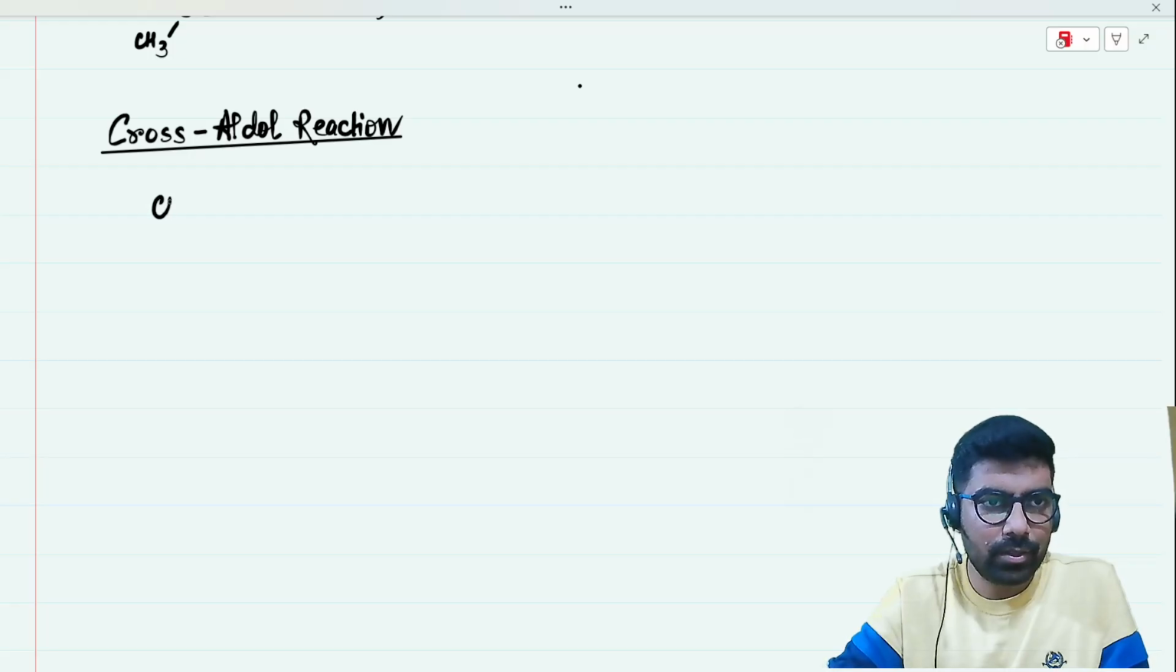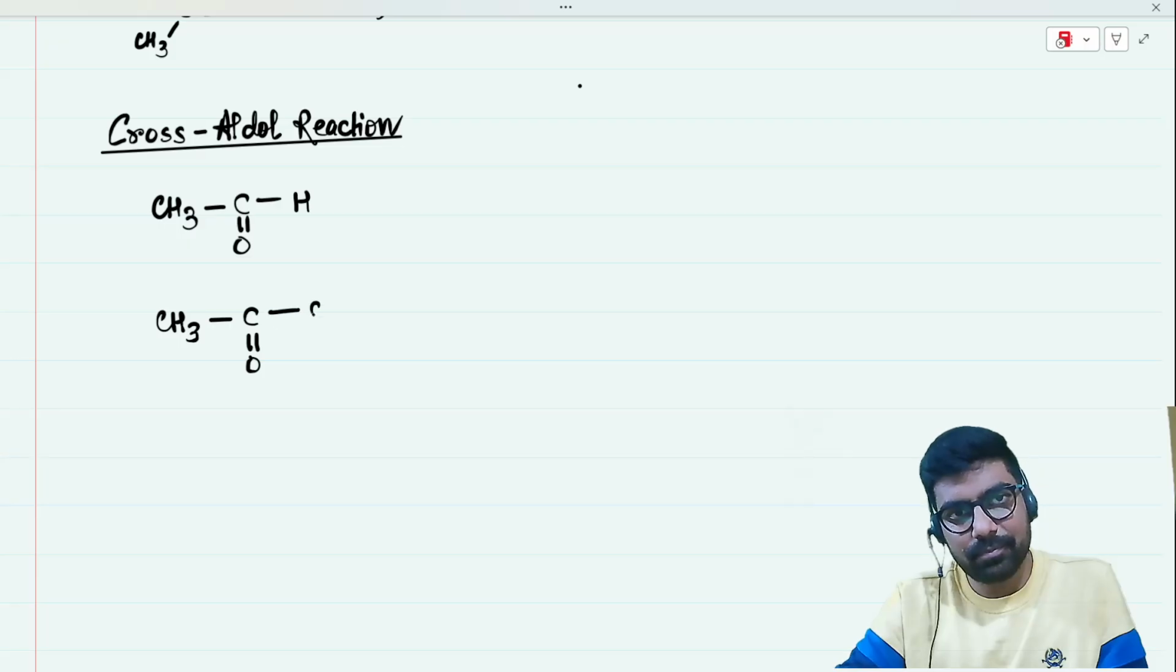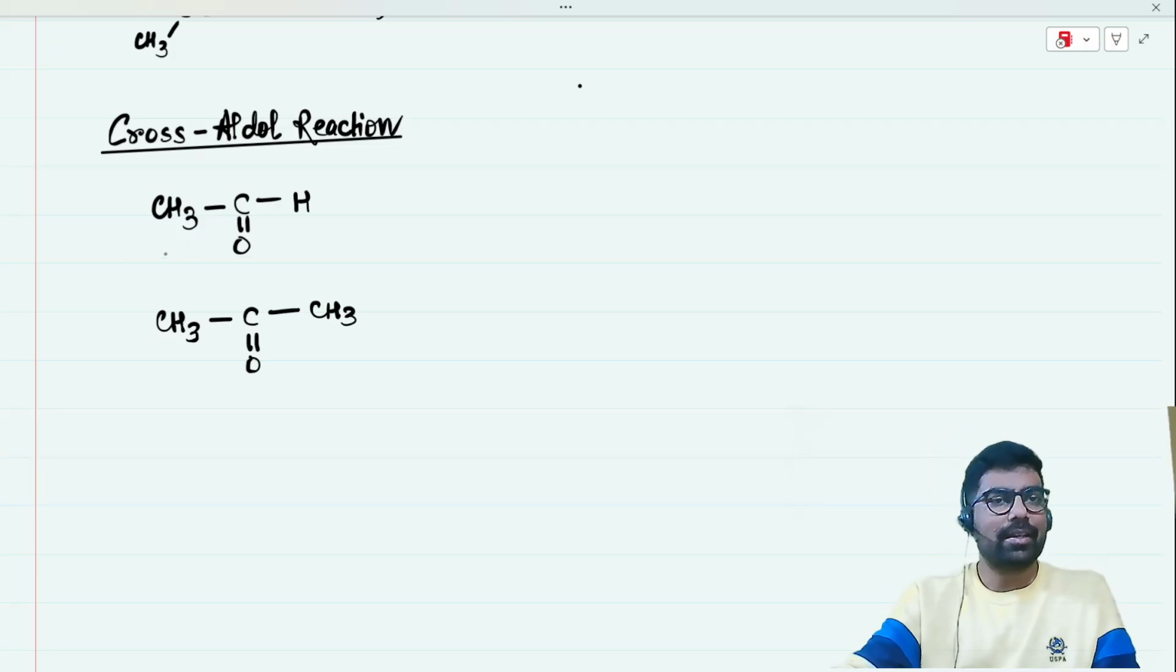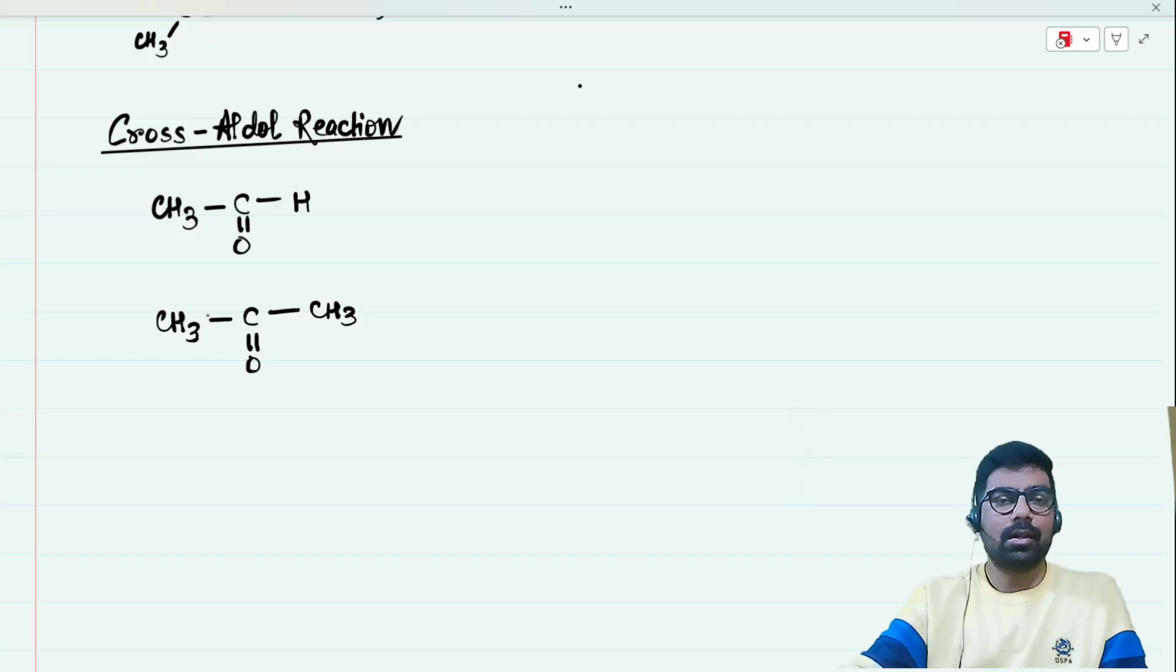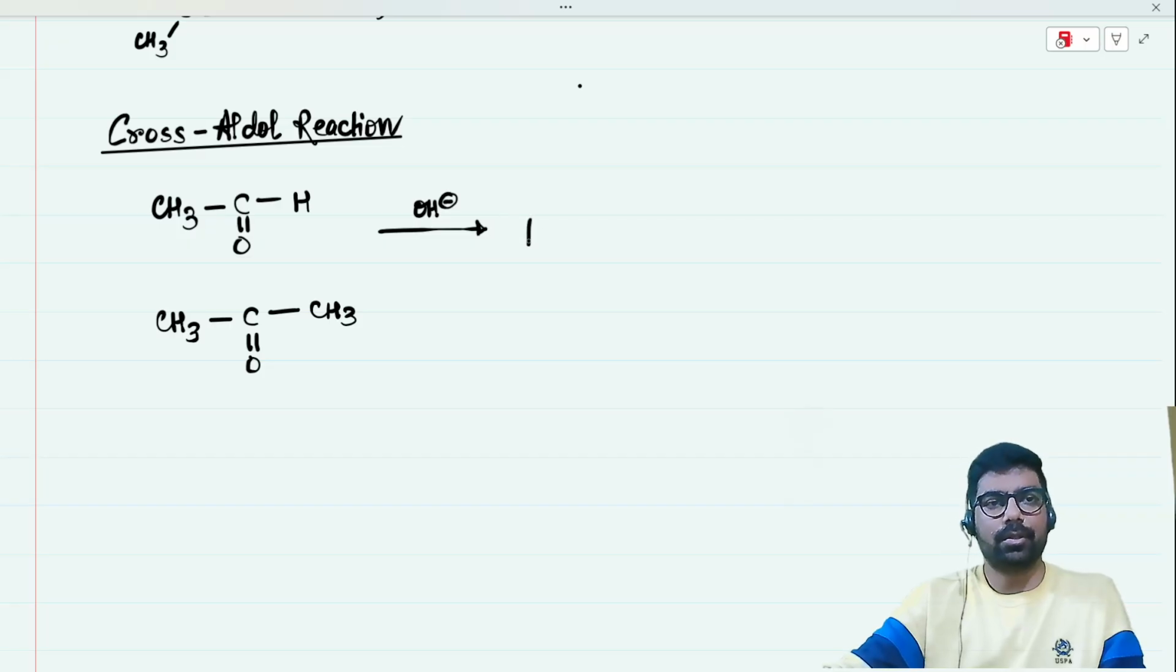Let's say we are doing a cross-aldol between CH3, C double bond O, H, and CH3, C double bond O, CH3. So we have acetaldehyde molecule and we have acetone molecule. If we are doing the reaction over here, first things first, OH minus. What will be the products formed?